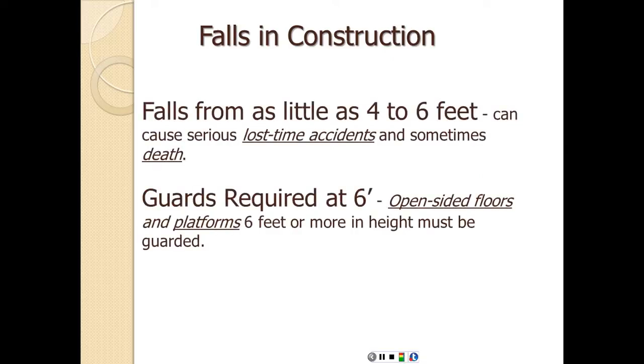Falls from as little as 4 to 6 feet can cause serious lost time accidents and sometimes death. If that person falls on his or her head, that can cause death. Or if they fall on an arm or a shoulder or something like that, that can cause some injury. So guards are required at 6 feet. Remember that number. That's the magic number for working on an elevated platform. Open-sided floors and platforms 6 feet or more in height must be guarded. And we're going to talk about the shape of the guardrail. We talked about it briefly when we were talking about stairways and ladders, but we're going to discuss it in more detail in this lecture.